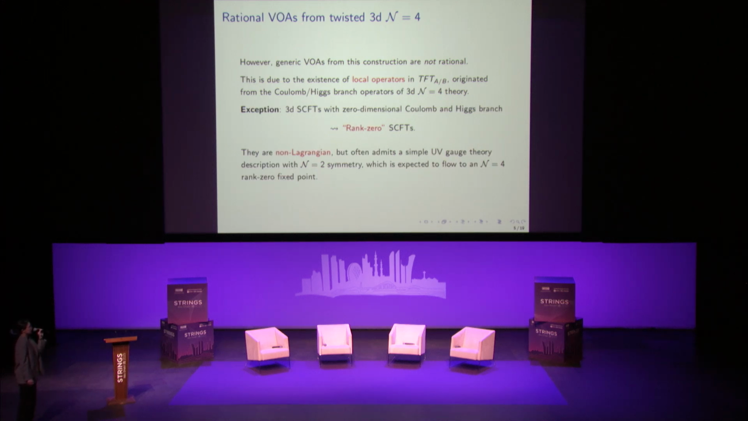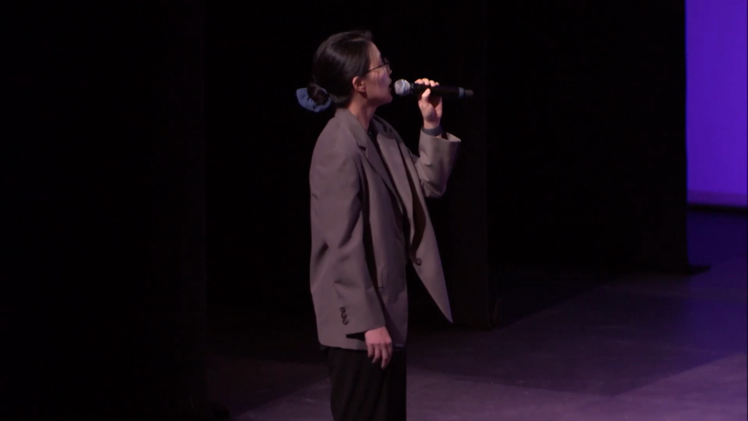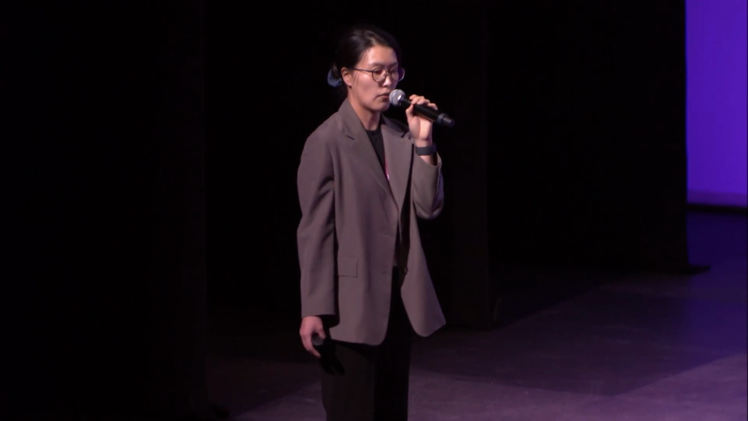This is because of the existence of the local operators in TFT-A or TFT-B, which originally come from the Coulomb branch operators or Higgs branch operators of the 3D N=4 theory. These are the operators that by definition pass the cohomology of Q_A or Q_B. So this leads us to think about two very important necessary conditions for those TFTs to admit a rational vertex operator algebra on the 2D boundary: first, there must be a zero-dimensional Coulomb branch, and second, there must also be a zero-dimensional Higgs branch. And these are SCFTs that we call rank 0 SCFTs.